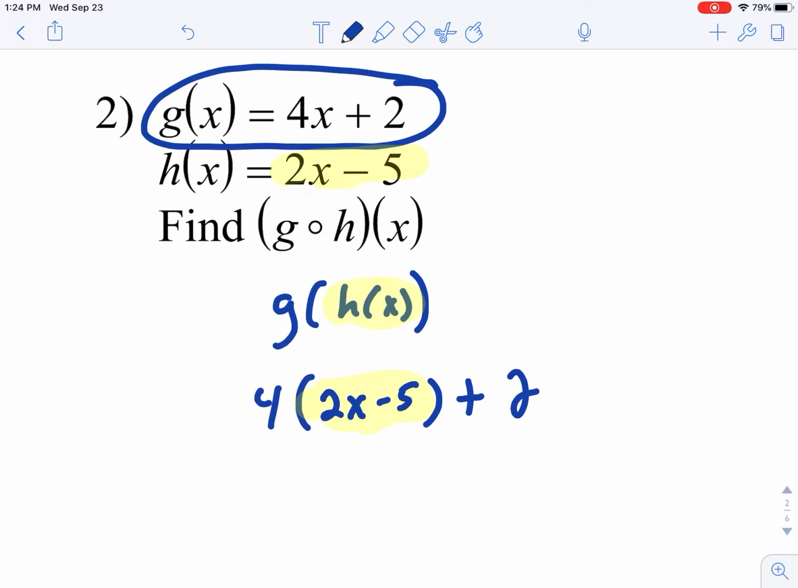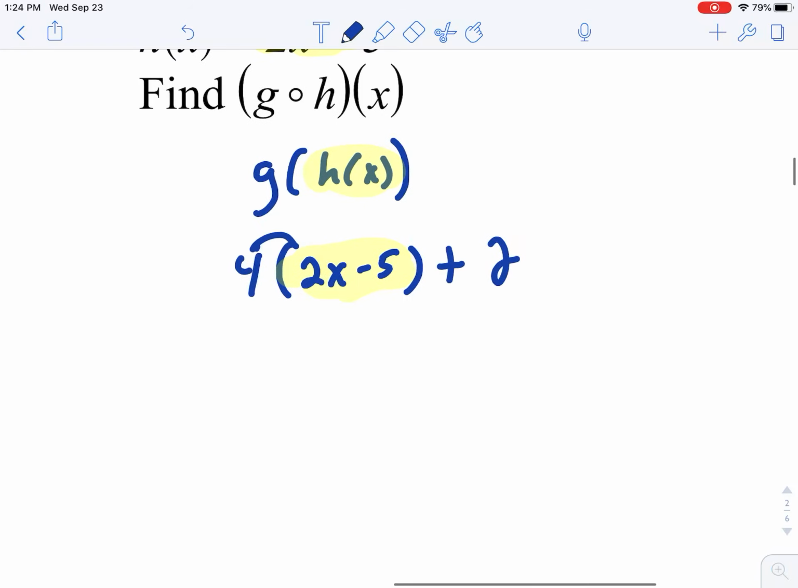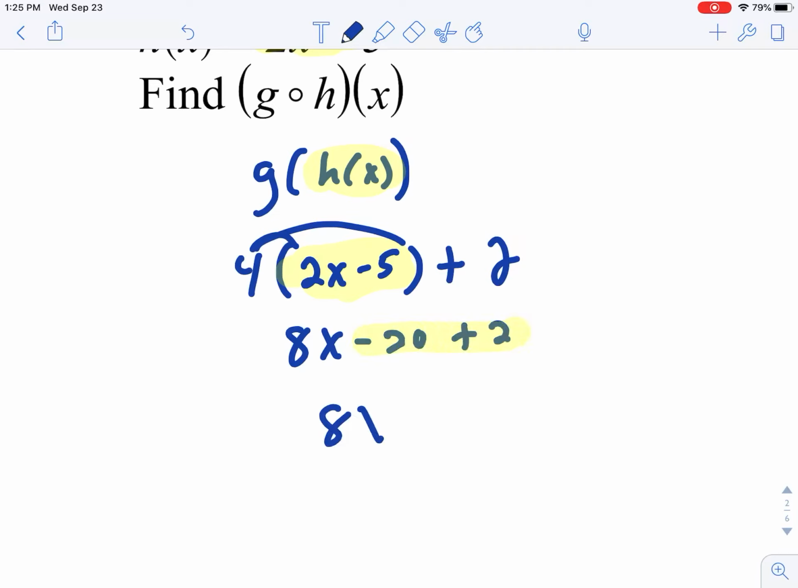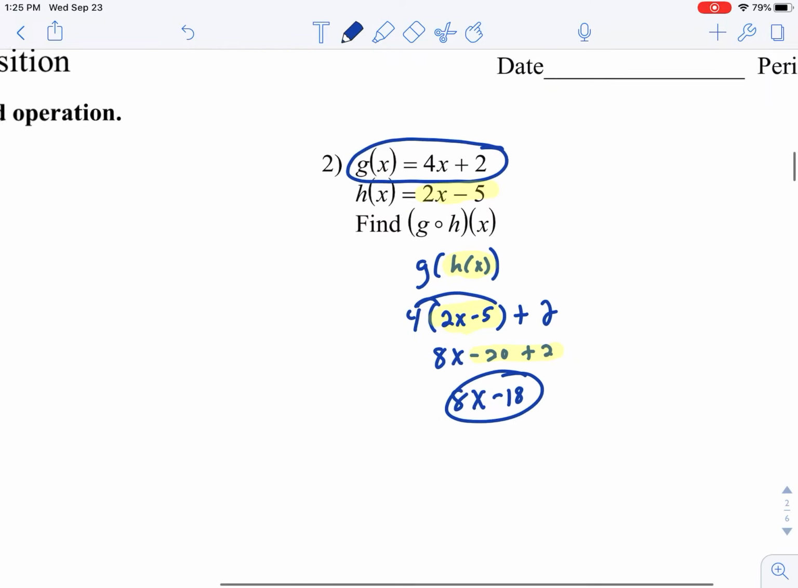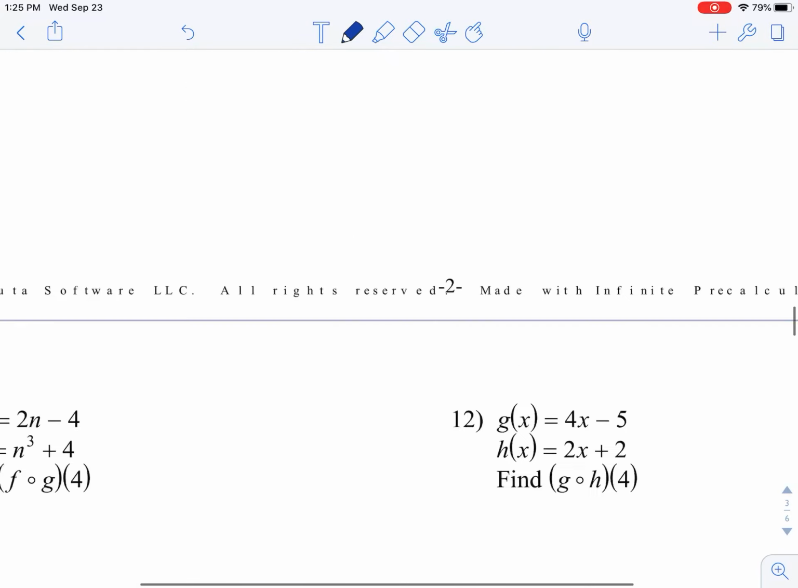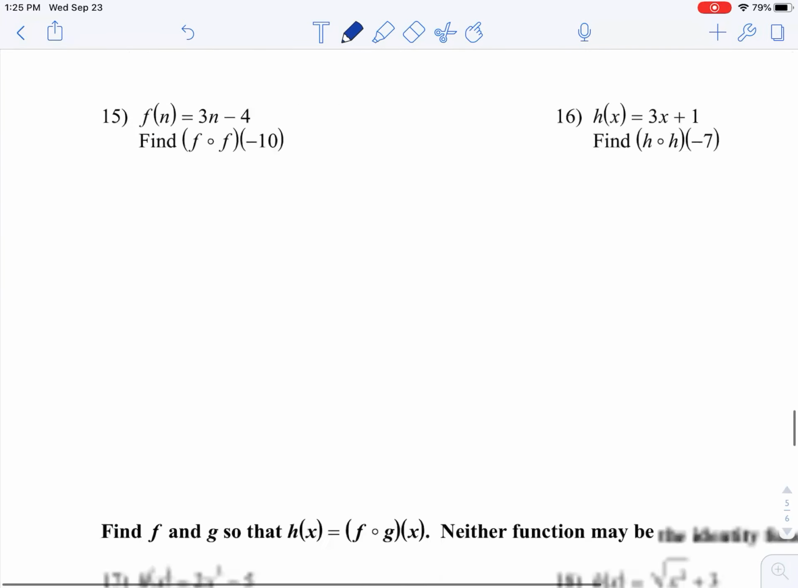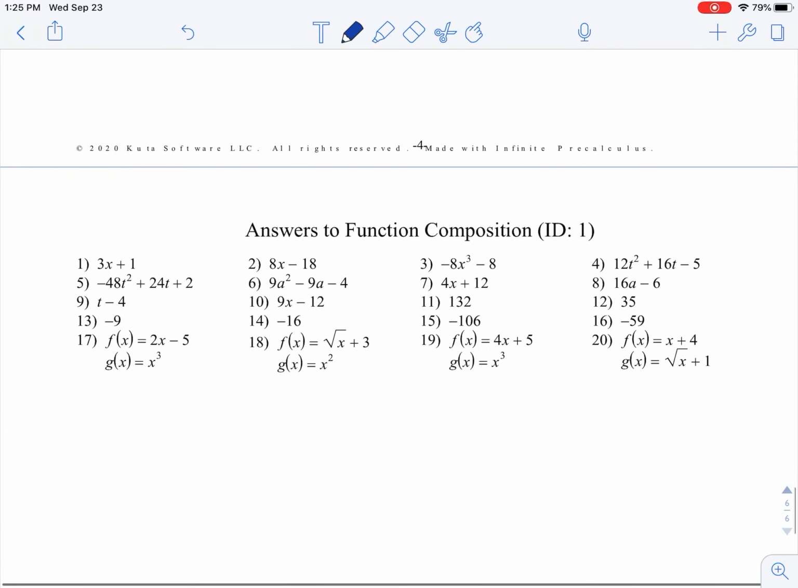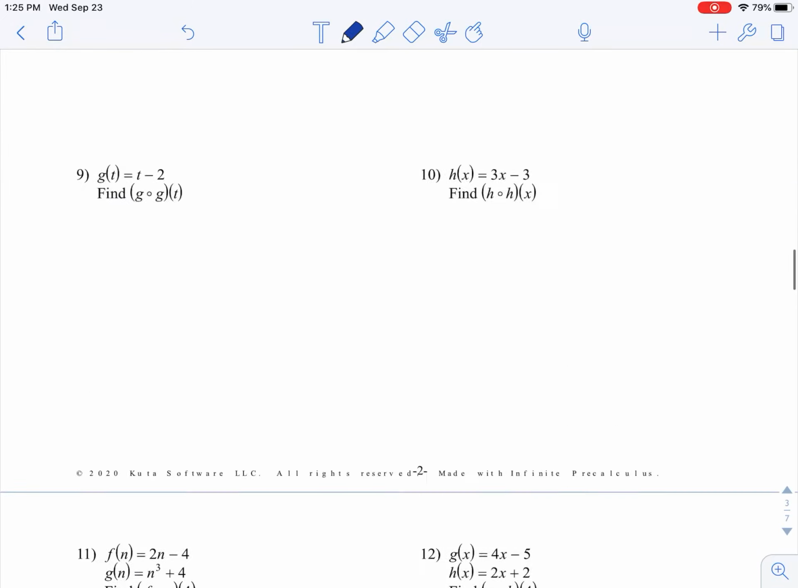And then you work it out. You do some basic math here. Distribute the 4. You get 8x minus 20 plus 2. And then you combine negative 20 plus 2. You get 8x minus 18. So number 2 should be 8x minus 18. Oh, holy cow, how much scrolling am I going to do? There it is, 8x minus 18. Scrolled so much I almost forgot the answer I was looking at.